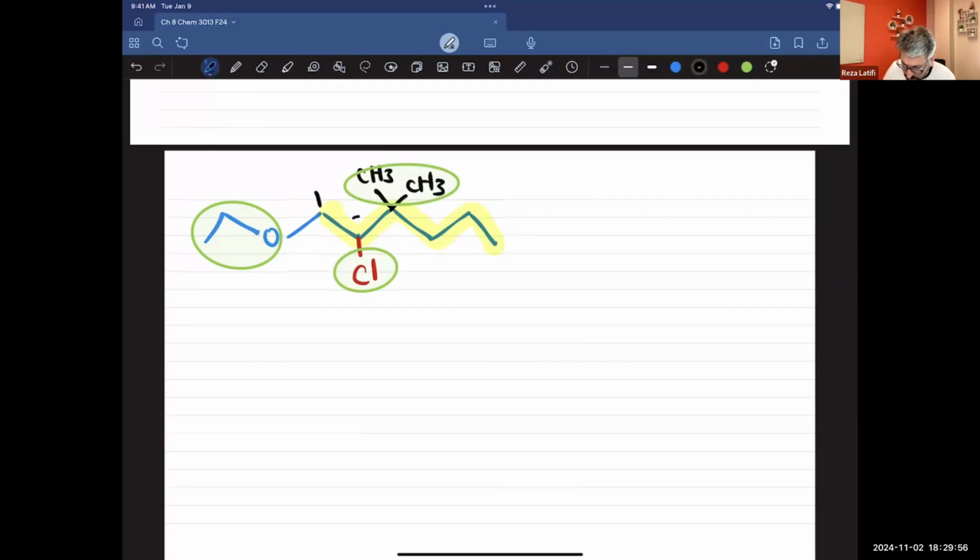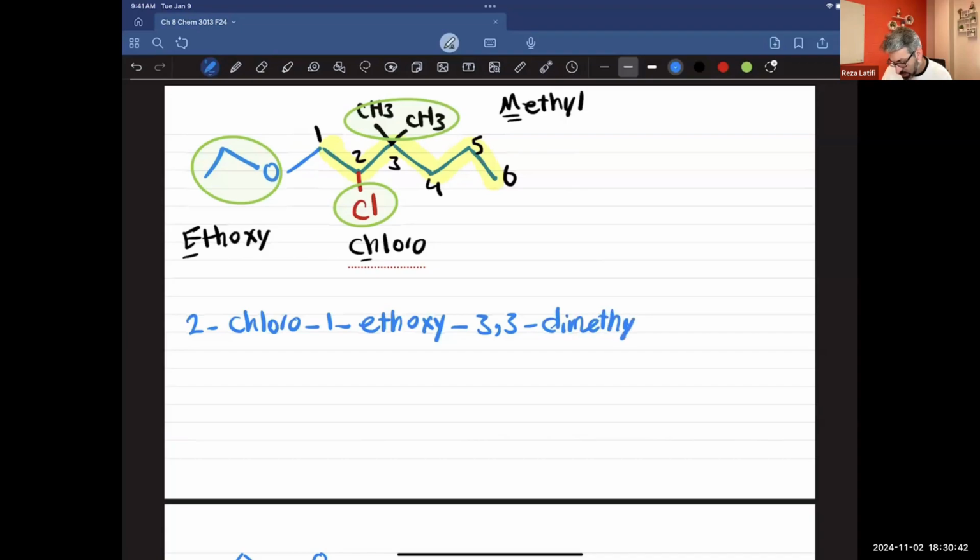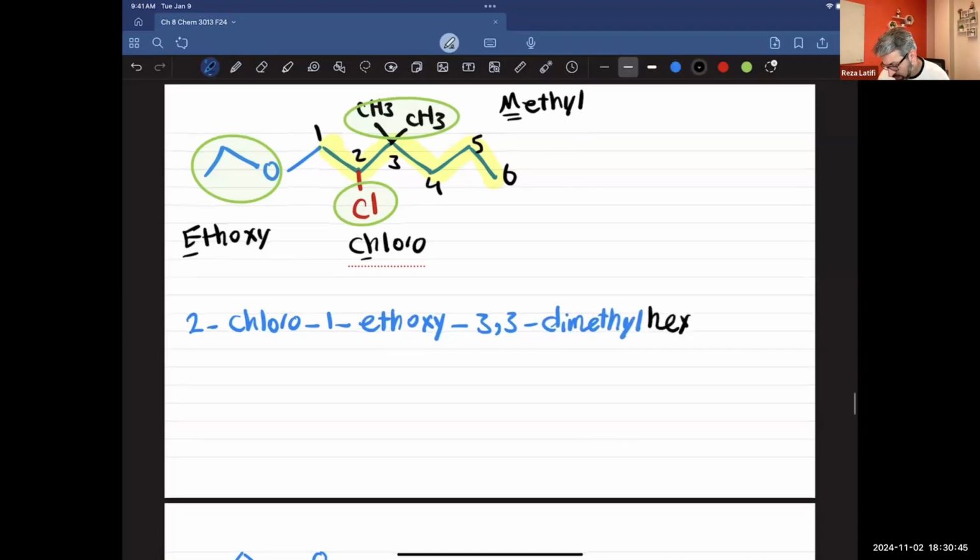The main chain, we say 1, 2, 3, 4, 5, 6. So I have 6 carbons, and I have ethoxy, which starts with E. This one is a chloro, which starts with C. Next I have methyl, which starts with M. So the priority goes to chloro, and the chloro is sitting on the second carbon, so we say 2-chloro. Next, on the first carbon, we have ethoxy, so we say 1-ethoxy. On the third carbon, we have two methyls, so I say 3,3-dimethyl. And then we have 6 carbons, so it will be hexane. That's going to be the correct name for it.